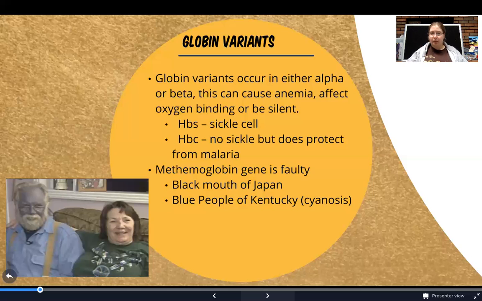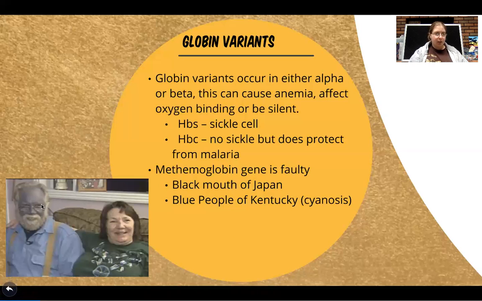Another interesting one, which there's a lot more information on, is the blue people of Kentucky. This is also known as cyanosis, and we have a picture right here. So you can see the older gentleman there. He has this very, very pronounced blue tinge to his skin, and it's because of this mutation in the methemoglobin gene. It causes his skin to appear that blue shade.